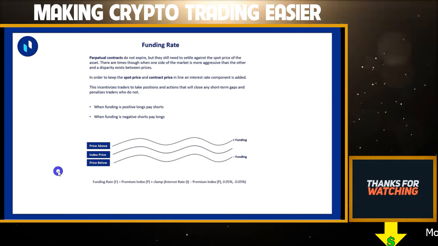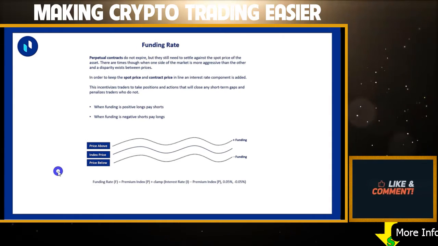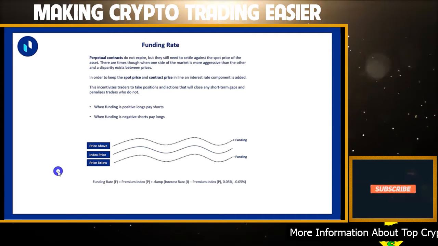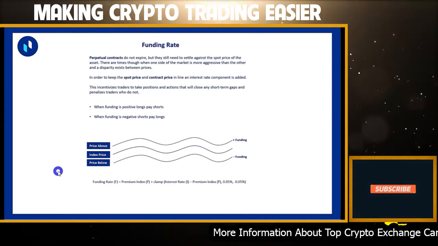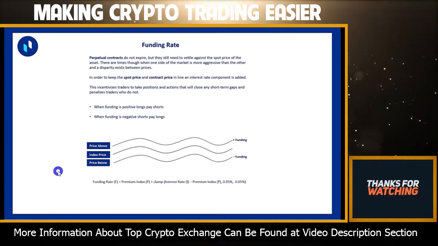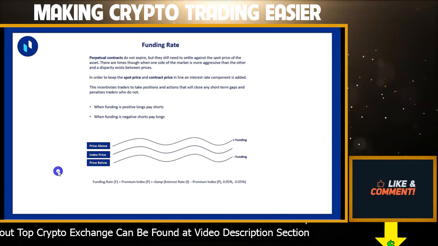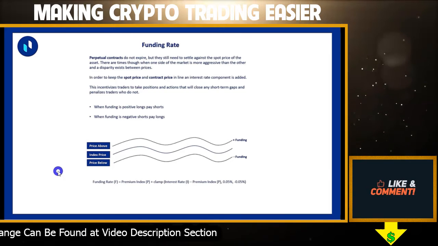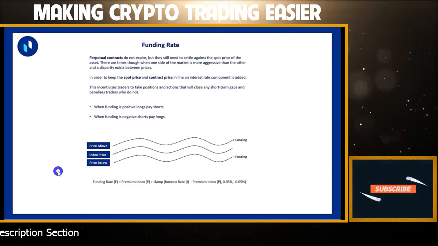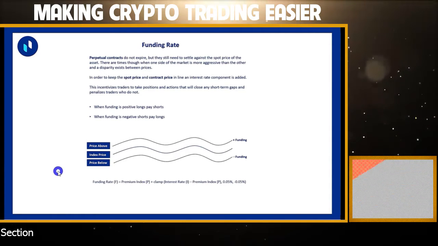But there are times when one side of the market is getting way more aggressive than the other. There's a lot of leverage used. There's a lot more gunpowder on a futures exchange because you're using more capital, or there's more notional capital at stake. So there will be a disparity between the spot price and the futures contract price, or the perpetual swap price. In order to keep the spot price and the contract price in line, there is an interest rate component added.